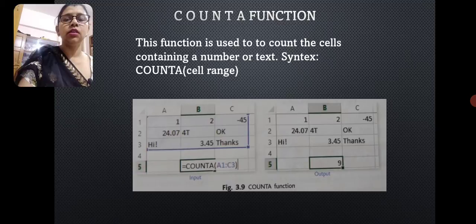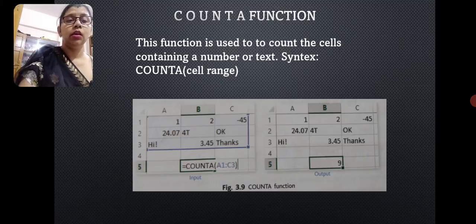COUNT function. As you see in the picture, children, this function is used to count the cells containing a number. In COUNT, we studied that it counts the number of cells, and COUNTA counts the cells containing a number or text. Means whatever numbers or values the cells contain, it counts them and displays the result.